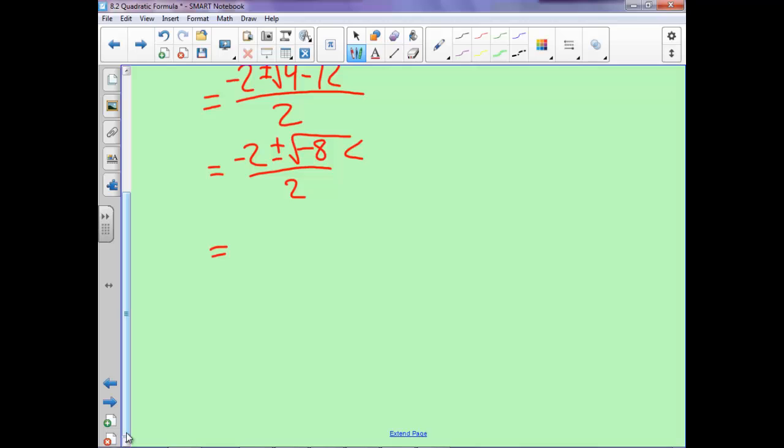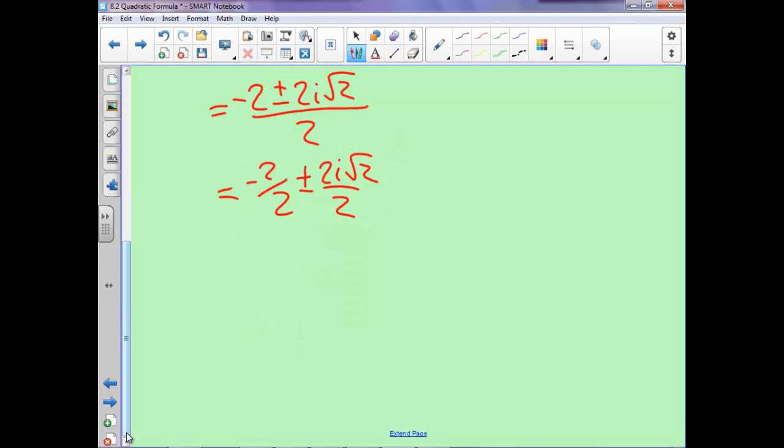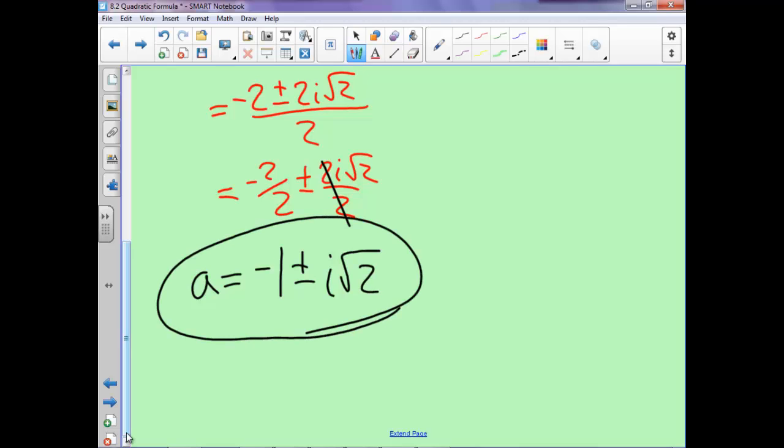Remember, 8 is 2 times 4, 2 times 2. Because of that negative, we'll have an i, so 2i root 2, all over 2. We can break this up. We'll have negative 1 plus or minus, these two will cancel, i root 2.